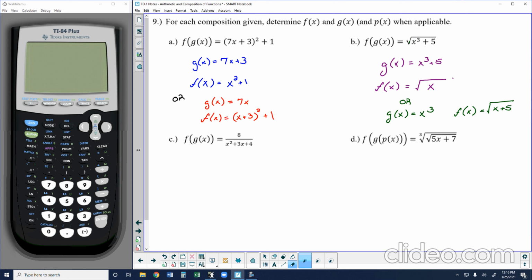Now we do have to be careful with the notation. These are both correct answers, but if I said g of x was the square root of x plus 5 and f of x was x cubed, that would be incorrect, because we do have to make sure that the substitution order matches up with what we see here for the function. So g has to go into f.